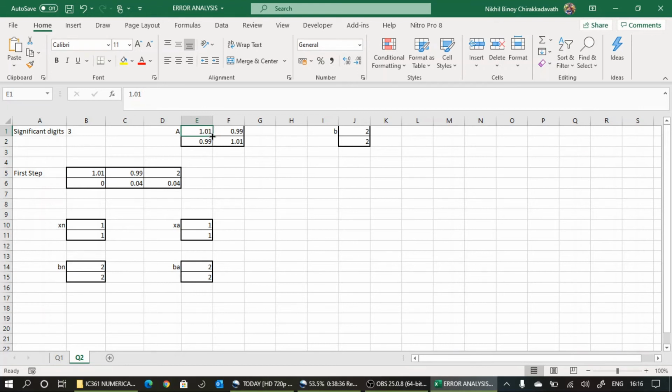This is something of the form a square minus b square: 1.01 square minus 0.99 square. So we can write it as a plus b into a minus b, that is 1.01 plus 0.99 into 1.01 minus 0.99. So it will give 2 into 0.02. That is 0.04. That is the determinant of this matrix, 0.04.